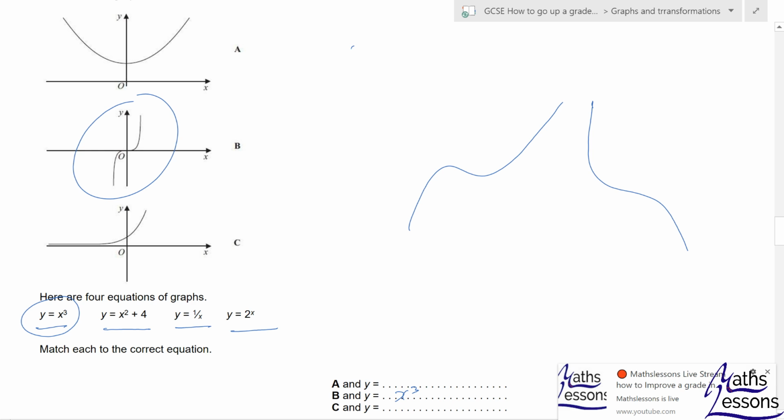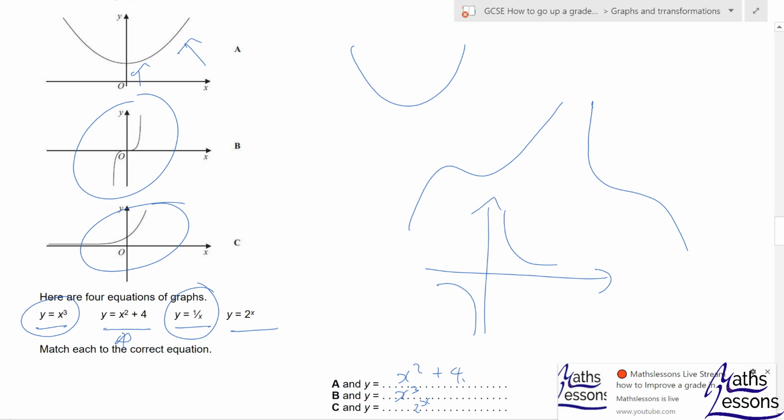Now a, remember quadratics have a U shape, so that looks like a quadratic, and it's been shifted up by 4 in this case, so it could be y equals x squared plus 4. And this one is an exponential. We've been looking at exponentials. So this one is 2 to the x. The only one we don't have is 1 over x. That would look like that.